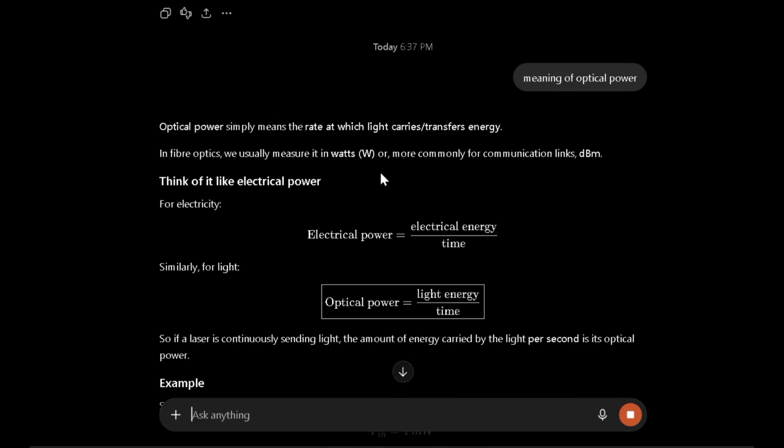Optical power simply means the rate at which the light carries or transfers energy.